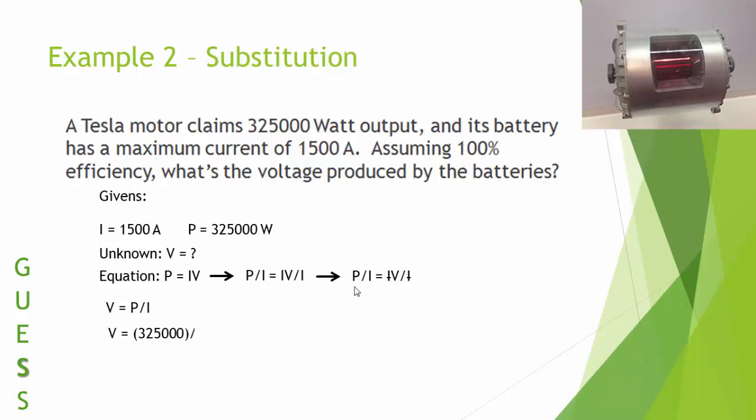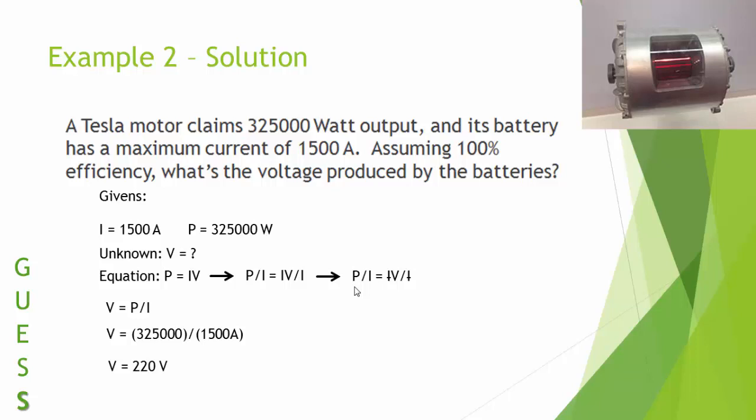Substitution step: for P, the power, we substitute in 325,000 watts. The current I is 1500 amps. And then for the solution, we get out our calculator, and 325,000 divided by 1,500 is 220 volts.